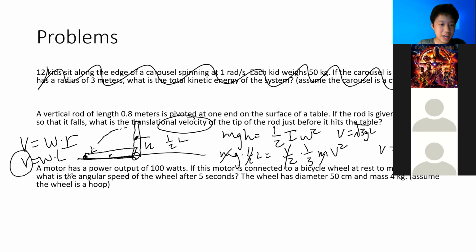For the next one, a motor has a power output of 100 watts. This is connected to a bicycle wheel at rest, and it accelerates.